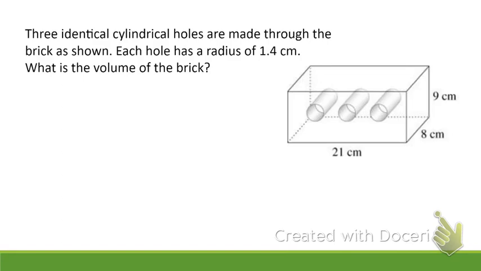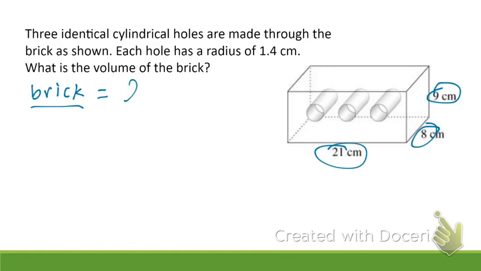The volume of the brick is very similar to finding the volume of a cube. It's going to be length times width times height. That's just a refresher. The brick here is a rectangular prism. It's not a cube, it's called a rectangular prism. So we're going to do length times width times height.